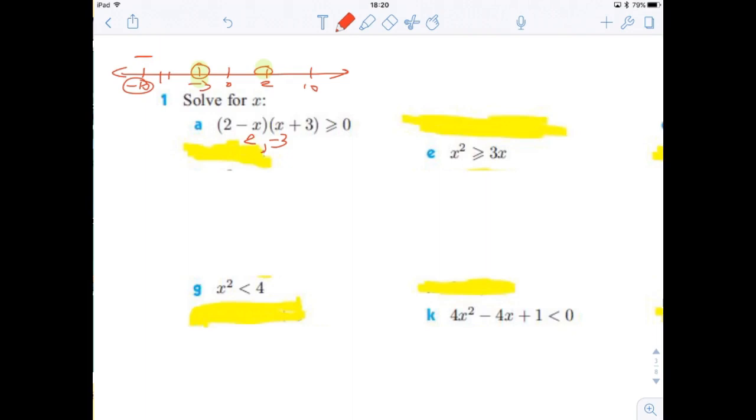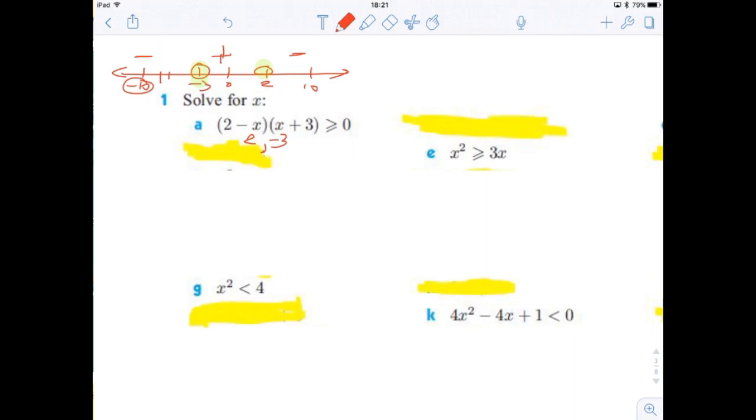Okay? Let's try 0. If we put 0 in there, we get 2 minus 0 times 0 plus 3, which would be 2 times 3, which is a positive number in the middle. What about if we put positive 10? 2 minus 10 is a negative number. 10 plus 3 is a positive number. Negative times positive is negative. Okay. So basically we have these 3 intervals, negative, positive, negative, with the critical points negative 3 and 2 being the dividing boundaries of those 3 intervals.